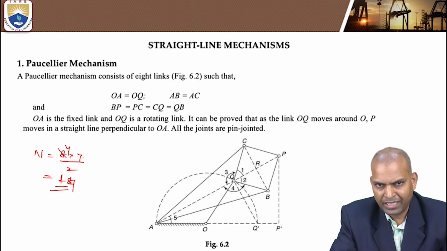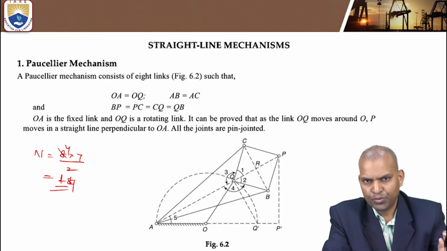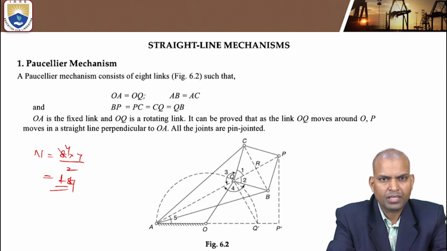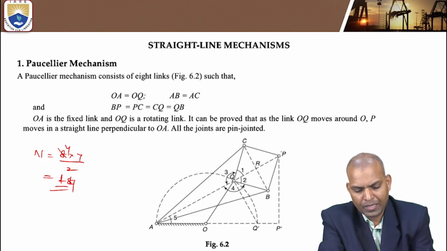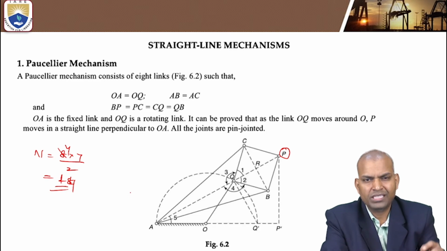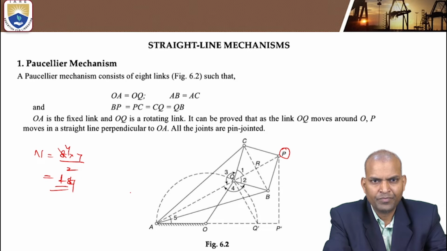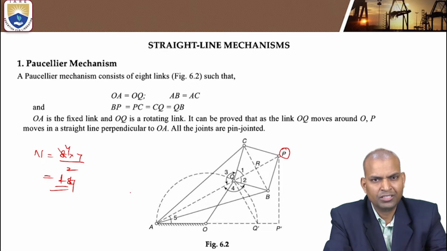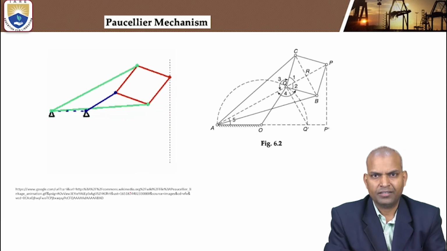So this Peaucellier mechanism gives, whatever the input motion may be, an output motion where the path traced by a point is a straight line. What is the output point here? P is the output point. How many links are there? 8 links. To understand the physical motion of the Peaucellier mechanism, we'll then understand mathematically how to prove the path traced by a point in a Peaucellier mechanism is a straight line. Let us see here.